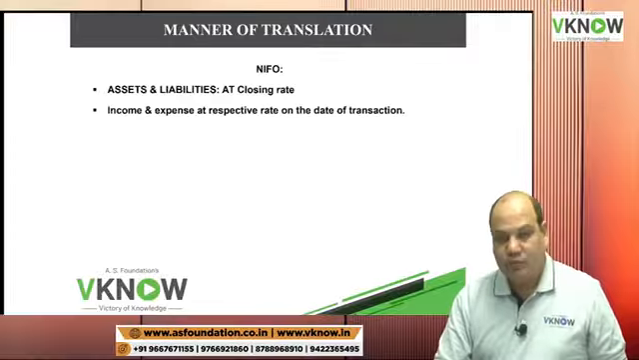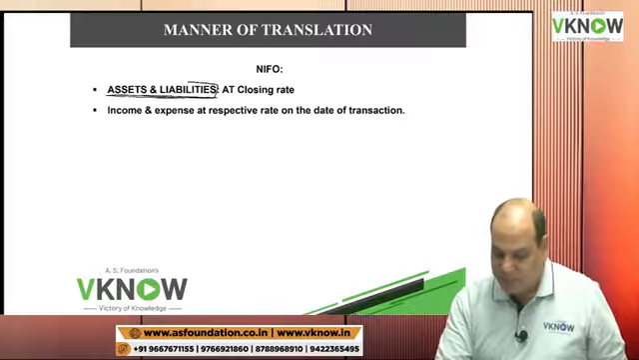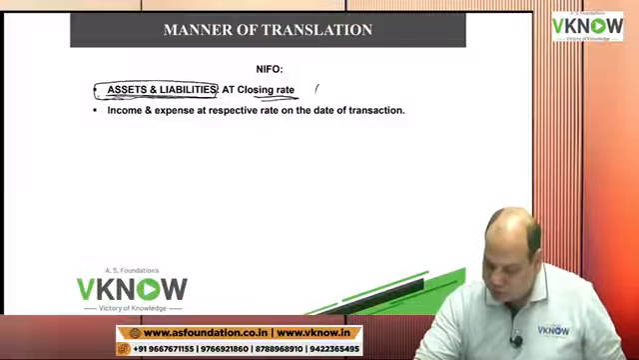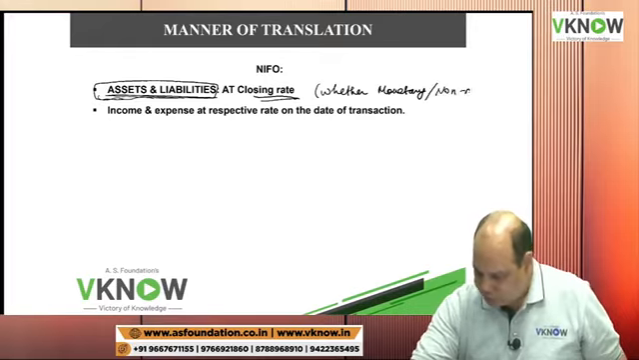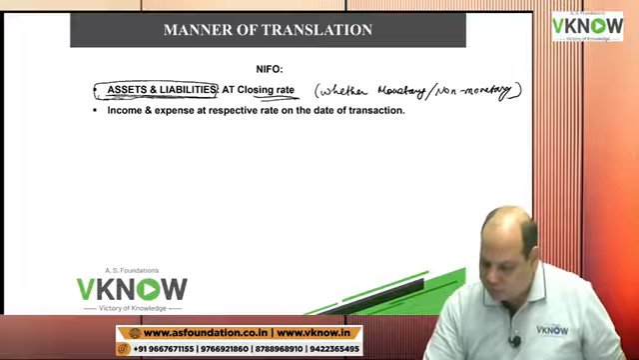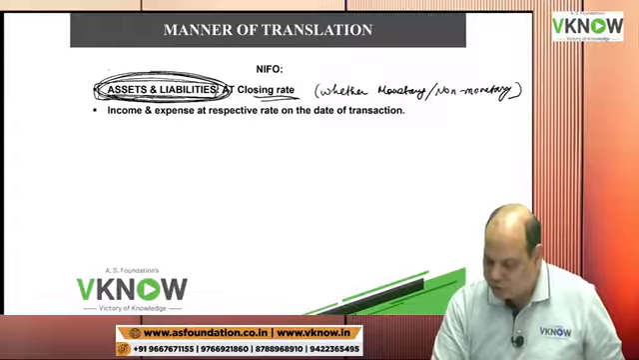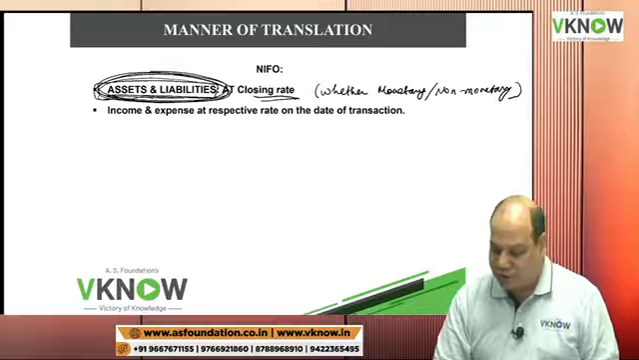Now non-integral, good news. All assets and liabilities, pay attention, I am going to take a question on this soon, are translated at the closing rate, whether monetary or non-monetary. Whether it is a monetary asset, non-monetary asset, monetary liability, or non-monetary liability, all of them will be translated using the closing rate.